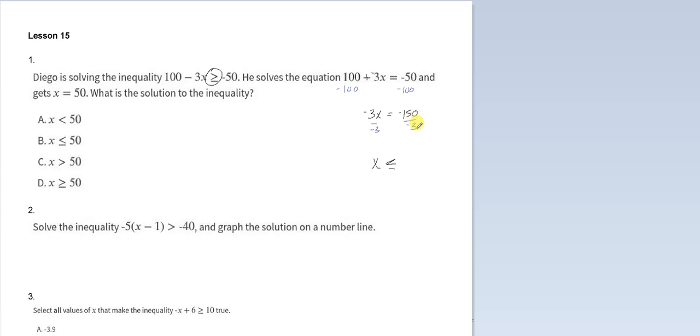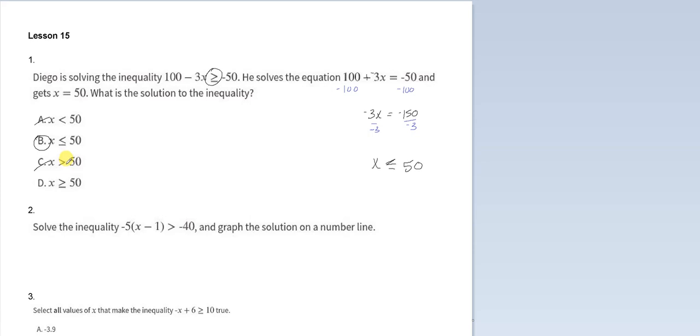And of course, he's getting his 50 from that division. So this came from the division of 150 and 3. So that's where he's getting the 50 from. But it is important to note that that flipped to less than or equal to. So you're not going to magically go from an or equal to a non, so that rules those out. It had to either be B or D.